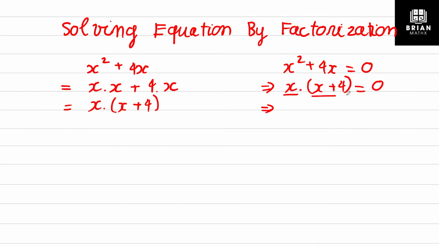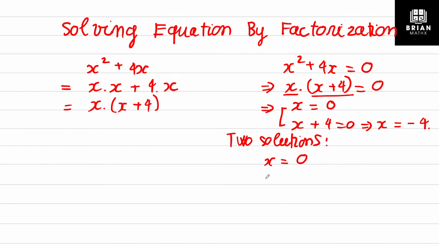Maybe x and x plus 4 equal to 0. And if you want to solve this equation, it's very easy. You put x equal to 0, it means the first term equal to 0, and then the second term, x plus 4 equal to 0. So for the first one, you got x equal to 0, and you have nothing more to do. But for the second equation, you got x plus 4 equal to 0, and it's very easy to figure out x equal to negative 4. So for this equation, you have two solutions: one, x equal to 0, and two, x equal to negative 4.